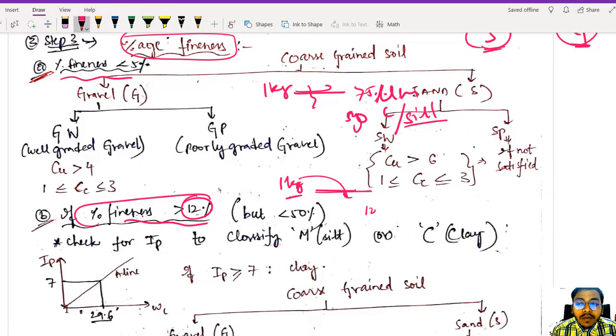In 1 kg it will be 120 grams. So more than 120 grams. It could be anything. It could be 200 grams also. It could be 250 grams also. But remember, it can't be greater than 500 grams. Okay. In a 1 kg sample, it cannot be greater than 500 grams.